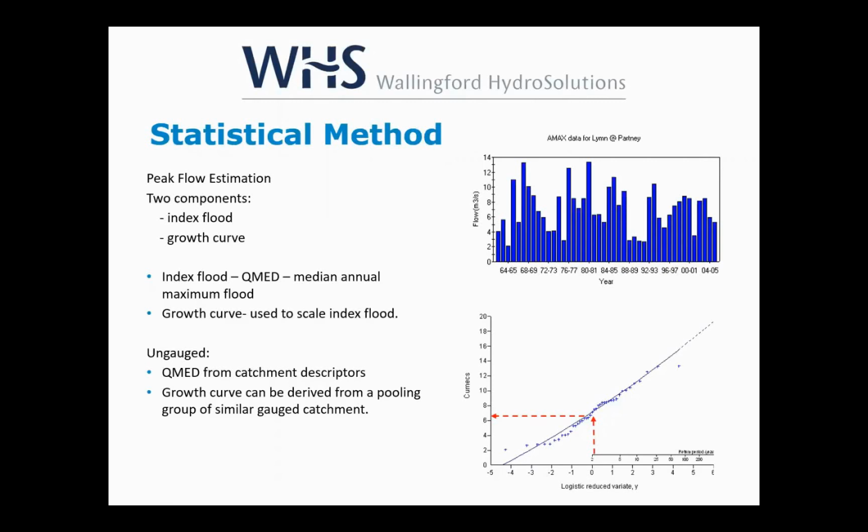Now for ungauged sites, we don't have an AMAX series, so we can't derive our QMED. Therefore, we need to use an alternative method. As discussed in our training video on QMED estimation, this tends to use catchment descriptors and nearby donor sites. We also cannot base our growth curve on an AMAX series. We therefore need to use an alternative method, which, as we'll see, mainly involves looking at the growth curves in similar catchments which are gauged.